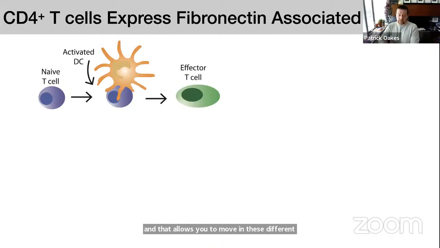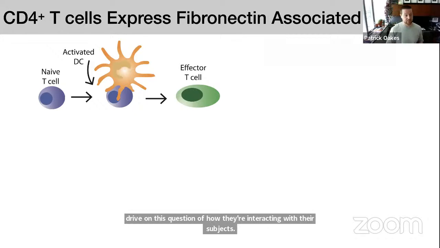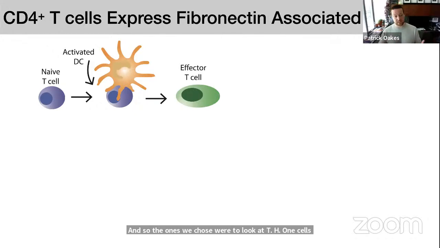Okay, so for this particular project, we decided that we wanted to look at immune cells and that we wanted to pick a substep to really focus on, to drive at this question of how they're interacting with their substrates. And so the ones we chose were Th1 cells, which are a subset of CD4 positive T cells. In this case, you have naive T cells that have been activated by a DC, and they turn into these effector T cells that then leave the lymph node and go out into the tissue to fight off whatever they're responding to.